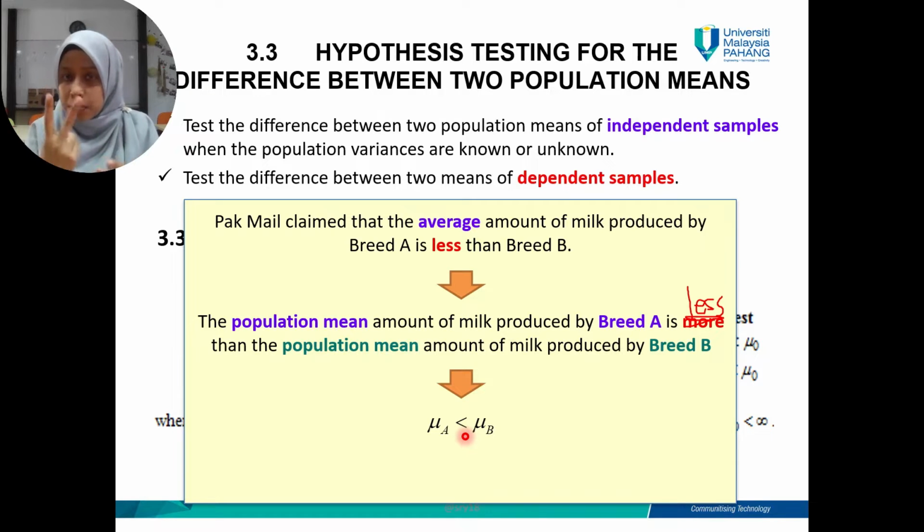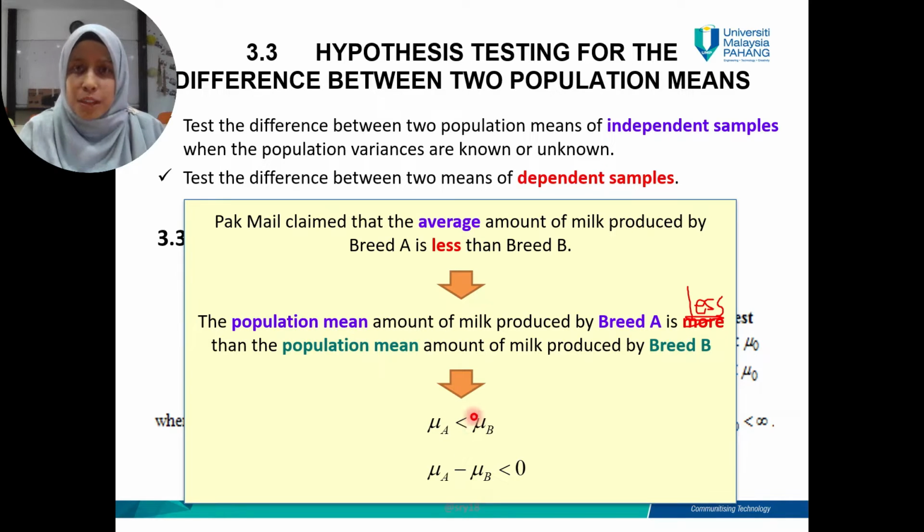Now that you have written the claim in statistical notation, when the claim involves differences between two population means, it's better for you to rearrange your statistical statement so that all the parameters are on the left-hand side. You can see here mu A is on the left-hand side and mu B is on the right-hand side. So it's better for us to move mu B to the left-hand side, so it will be like this. Mu B comes to the left-hand side and becomes minus. Right? This is like linear algebra, isn't it?